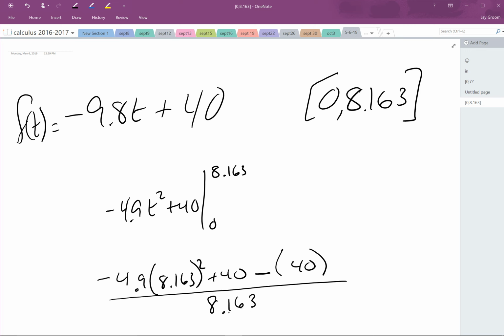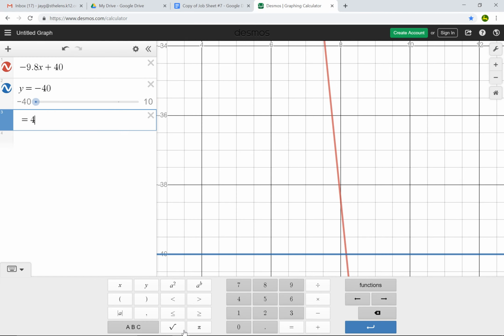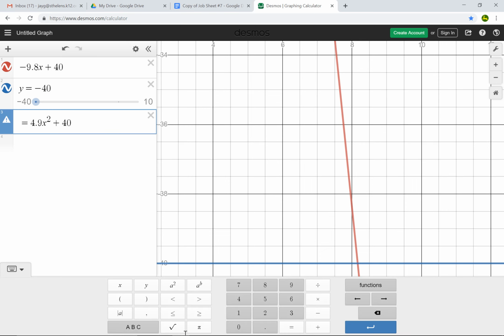What do you get? What should the displacement be at that value, do you suppose? Let's find out. Let's actually just graph this thing for a jiffy. Let's do this. Negative 4.9 x squared plus 40. Cool. What is the matter with you? Oh, because I don't need an equal sign.